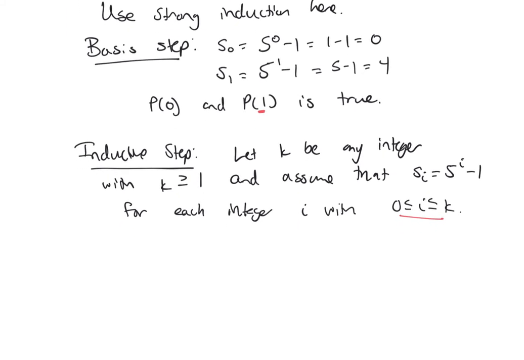So let's write down what we have to show. We must show the formula is true for k plus 1. So we must show that S_{k+1} is equal to 5 to the k plus 1 minus 1.